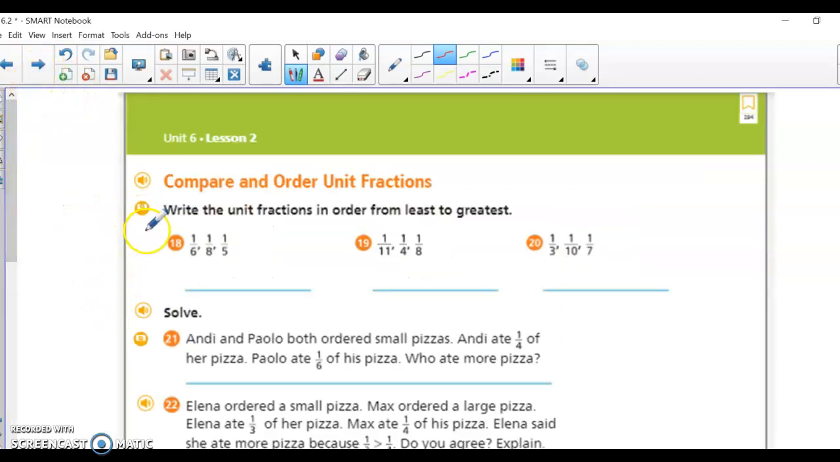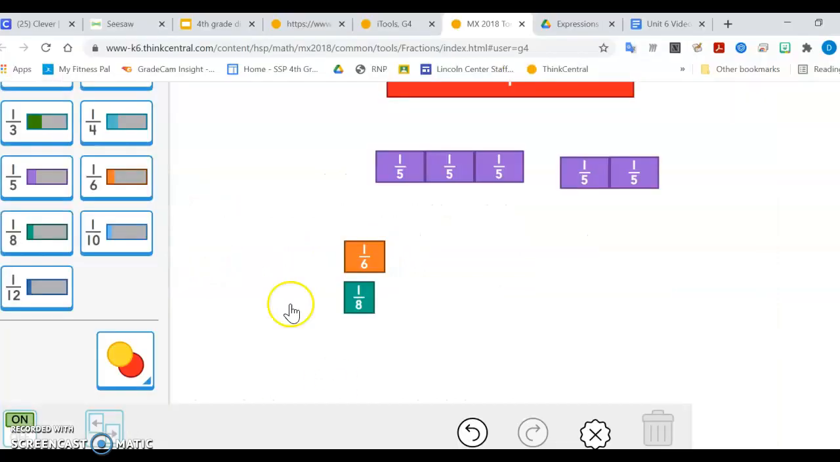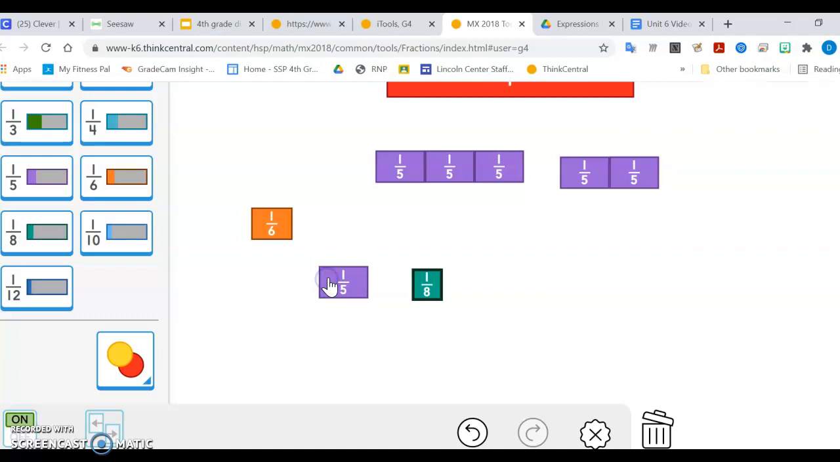Okay. This is also where it would be helpful to use your iTools. So you're going to order these from least, that's smallest, to greatest. Okay. And so I have 1/6, 1/8, and 1/5. So if I bring, here's 1/6, I need 1/5 and 1/8. So I need to look and see if I just stack them, I can tell.